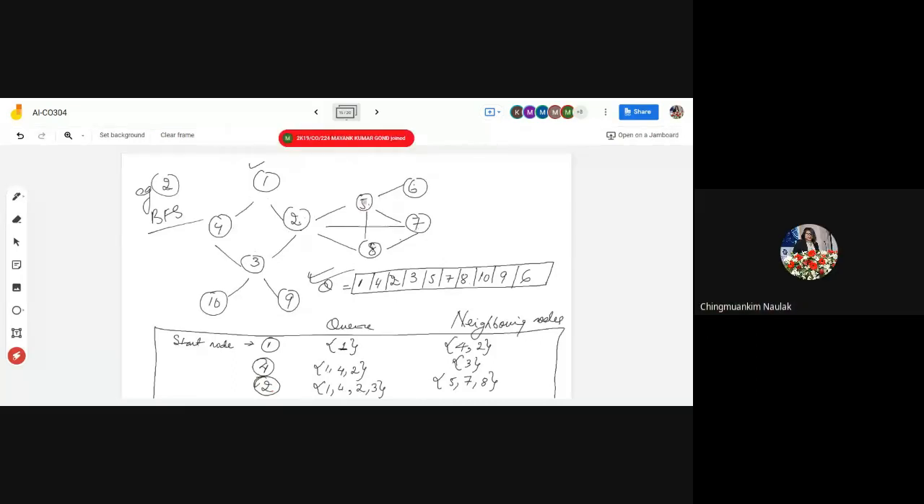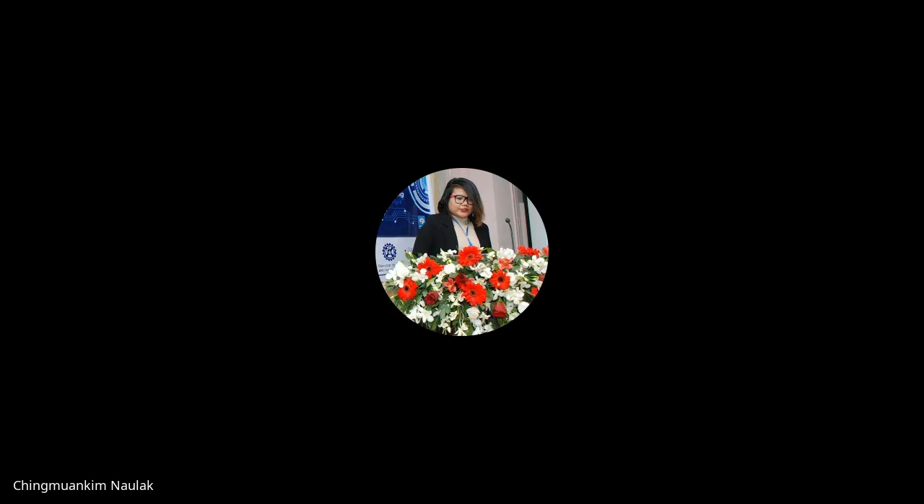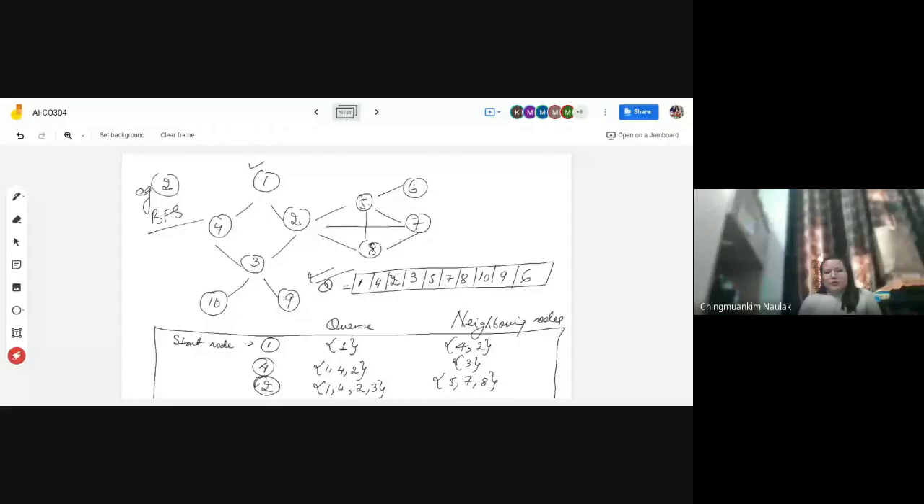And what are the nodes that you have explored till now? You have explored till 4, right? The next node that you have to explore is 2, so write it here, 2. What are the neighboring nodes of 2? They are 5, 7 and 8. And 3 also, but 3 is already there in the queue, so you don't have to explore it again. Whatever is unvisited, you write: 5, 7, 8.